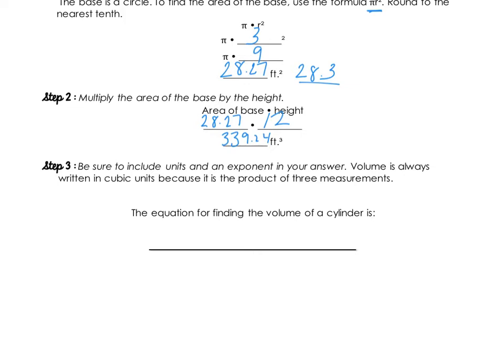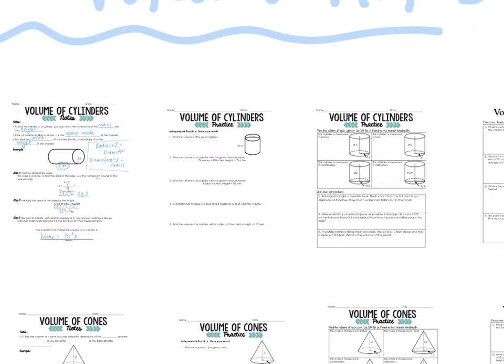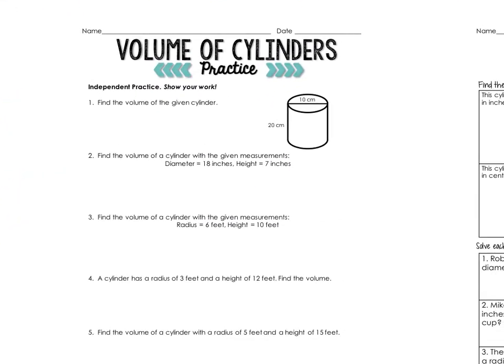But here's our handy dandy formula that we just used a second ago. So the volume is equal to, here we go, pi r squared h. Okay. Again, pi r squared, that's the area of the circle. H is just the height.